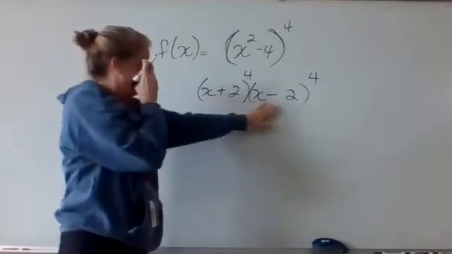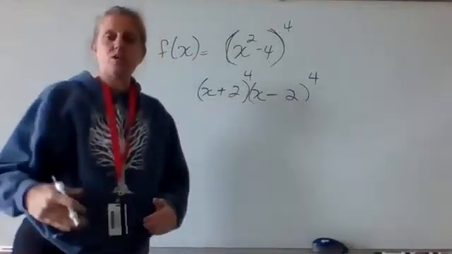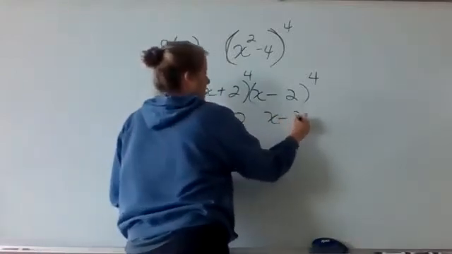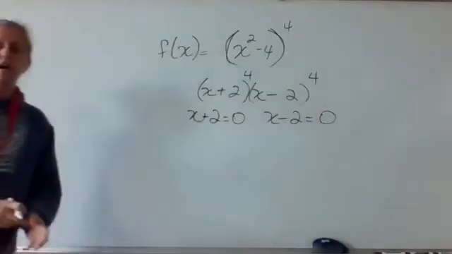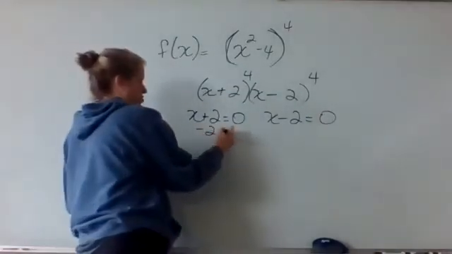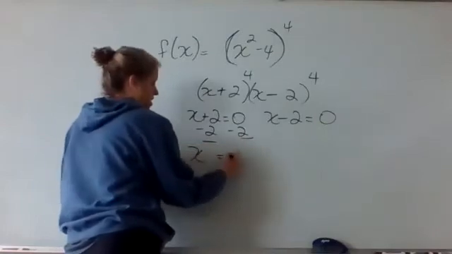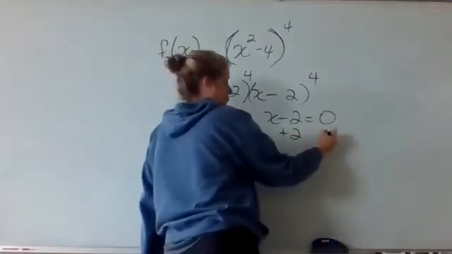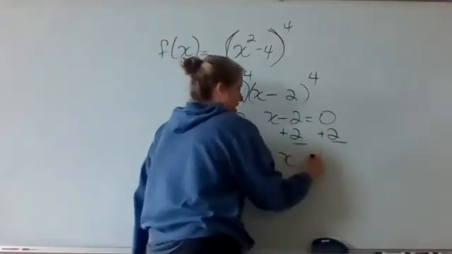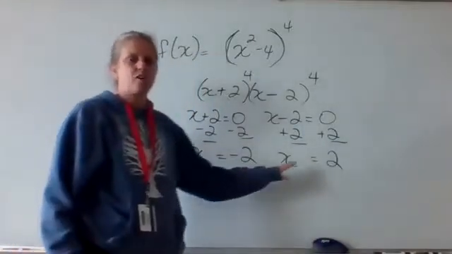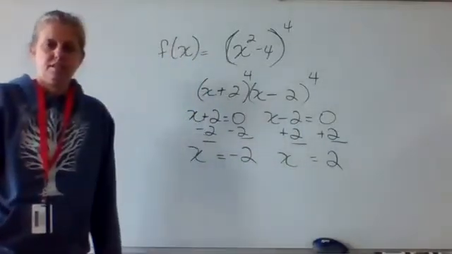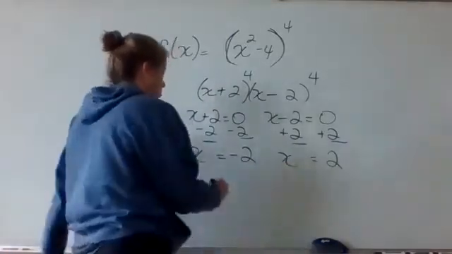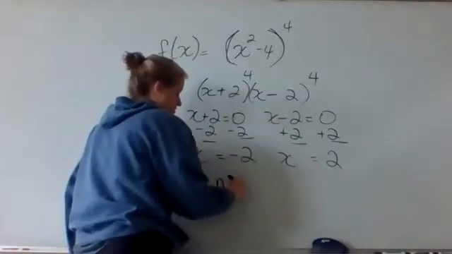So now we can set our factors equal to 0. So x plus 2 equals 0 and x minus 2 equals 0. Solve them for x. So subtract 2's here. So x equals -2, so there's one of the x-intercepts. Add 2's to this side, so x equals +2. There's your other x-intercept. So the x-intercepts, or the zeros, are -2 and +2, and the multiplicity of both of them.